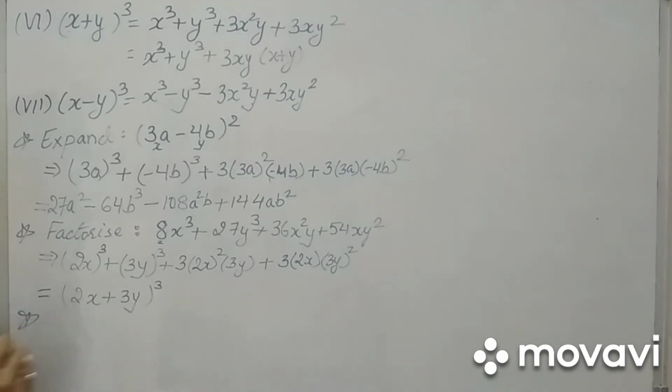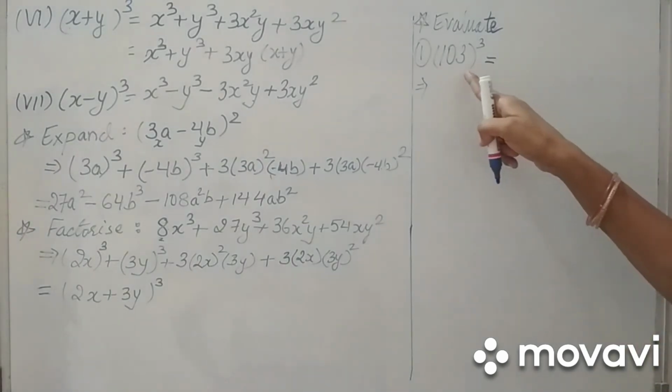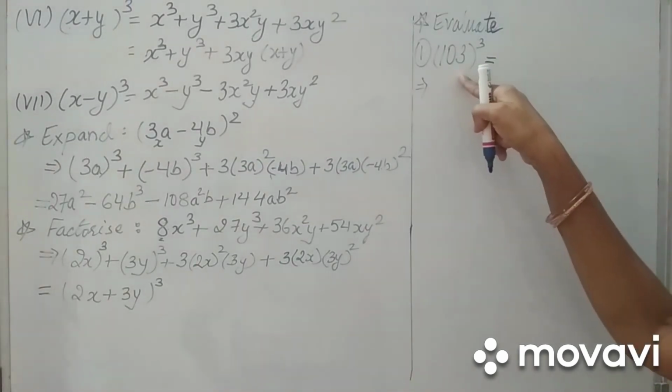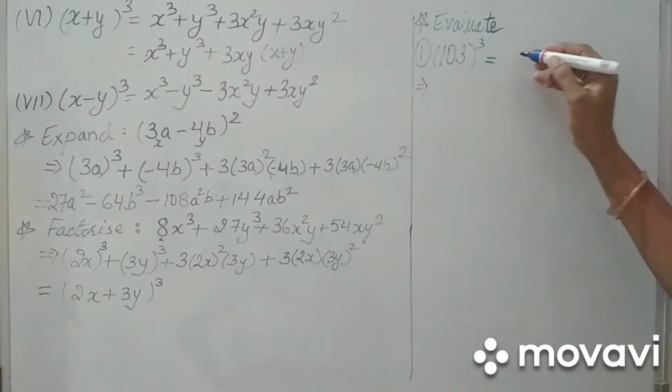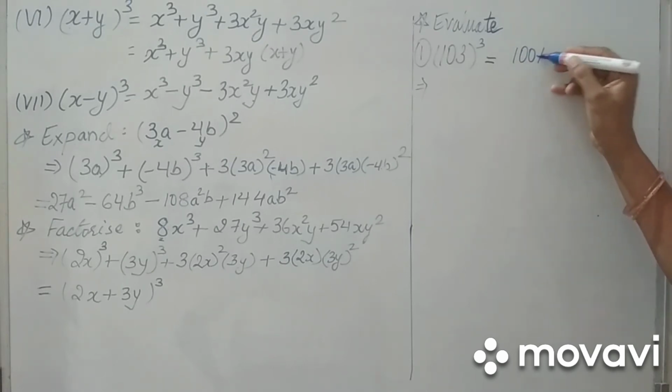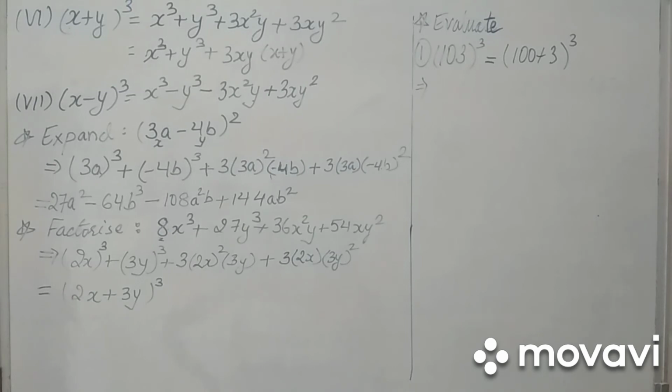One more topic is here about the evaluation. The question would be given like evaluate 103 whole cube. How we have to decide it in the last session? It should be near to the complete number like 10, 20, 30. So it is nearer to which number? 100. So how I will present it? 100 plus 3 will give me 103.